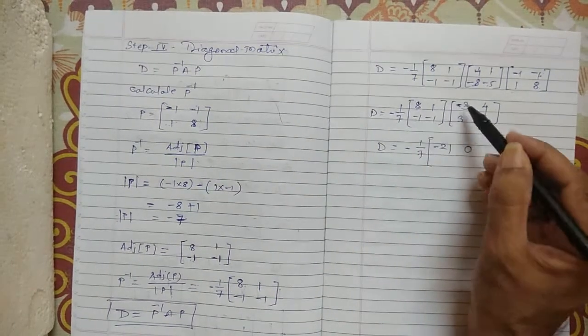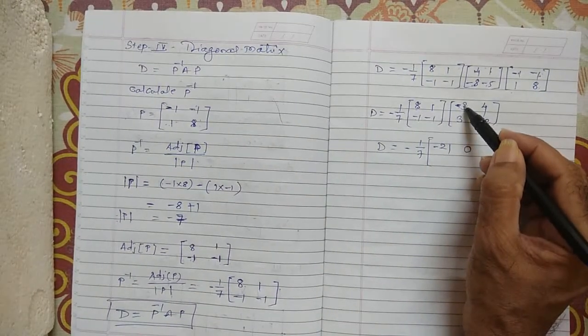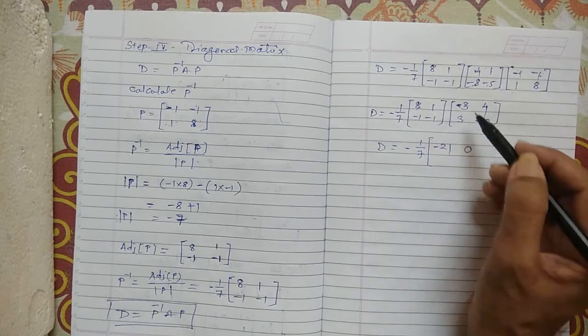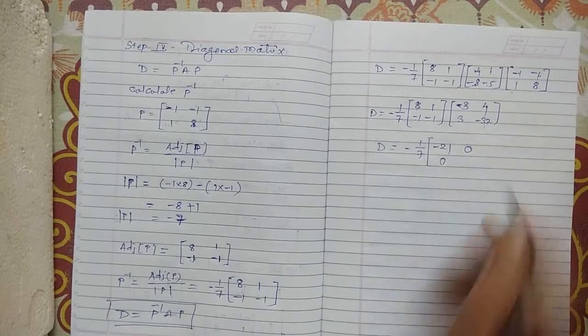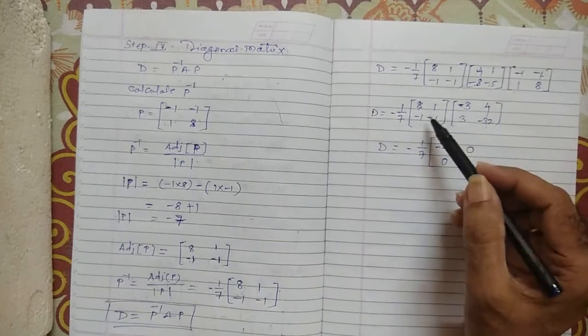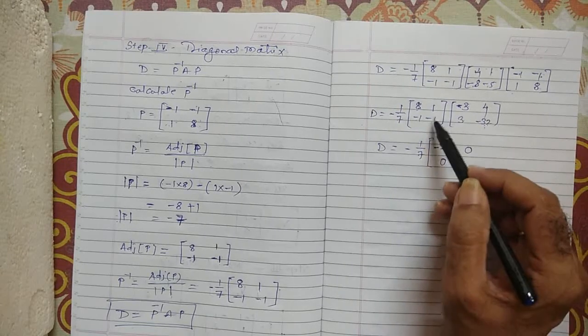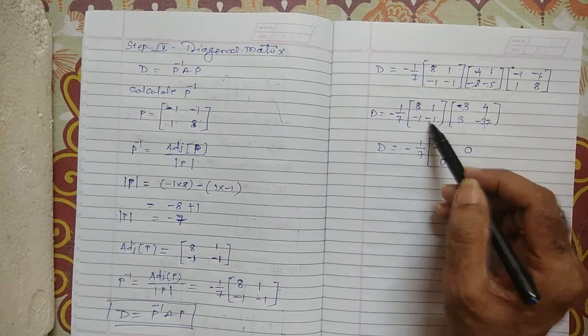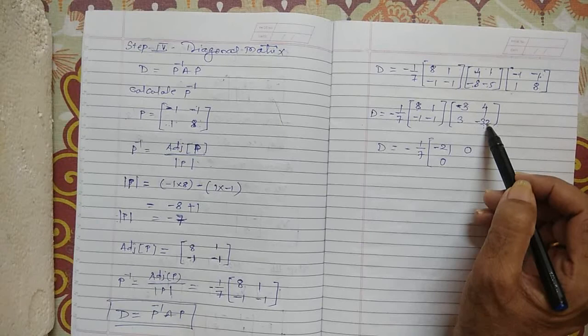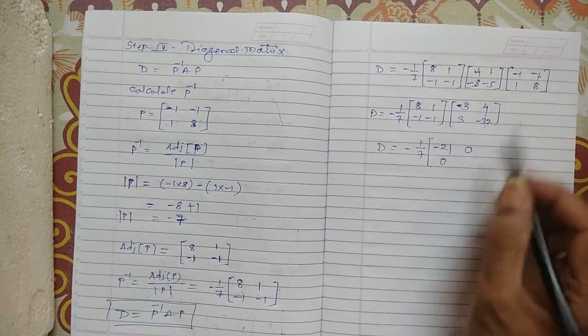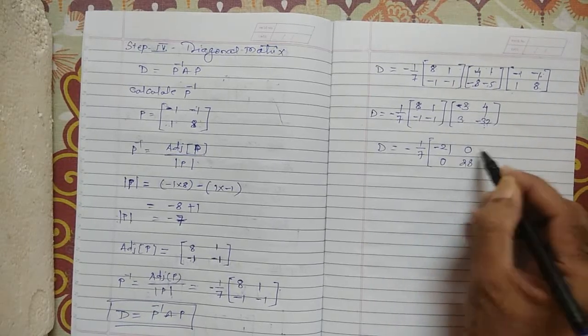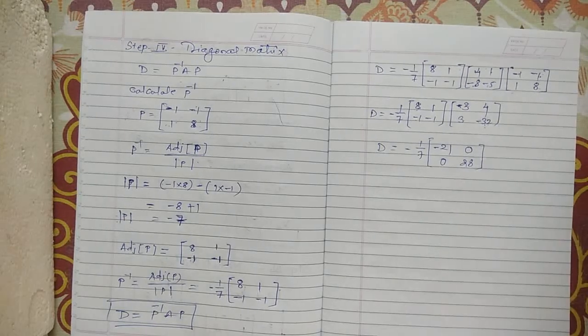Here is minus 1 into minus 3, that is plus 3, and then plus 3 minus 3 becomes 0. So I will put here 0. And this is minus 1 into 4, that is minus 4, and minus 1 into minus 32 means plus 32. Plus 32 minus 4 is 28. So I will put this here.